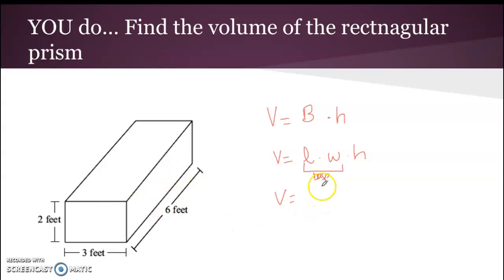So the length times width times height is going to be 6 times 3 times 2. And this is how it's always going to be whenever it's something that looks like a box, a rectangular prism, which is actually 6 times 3 is 18, 18 times 2 is 36, and this is feet cubed.